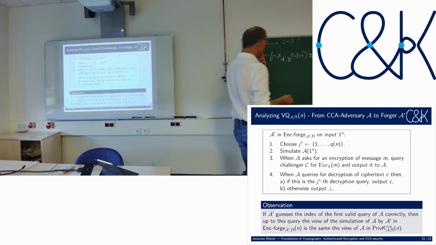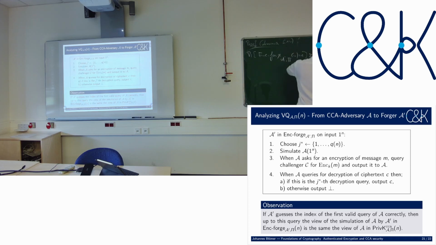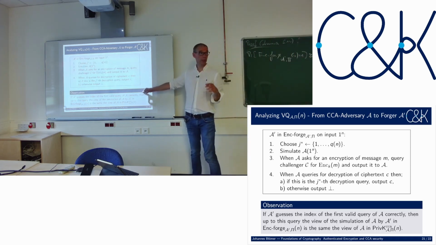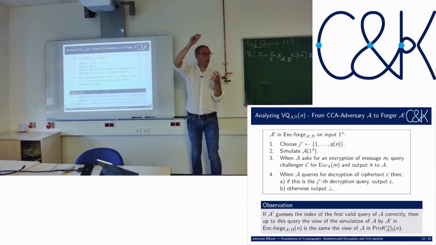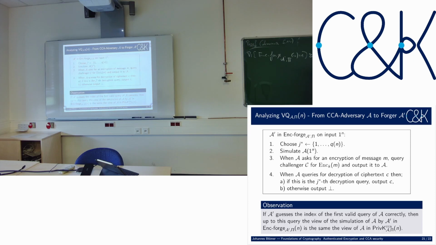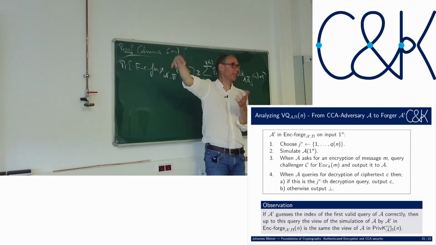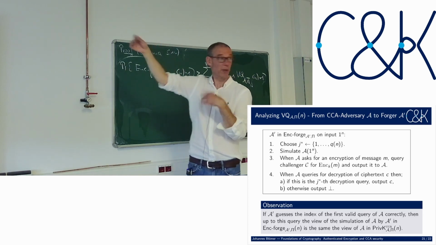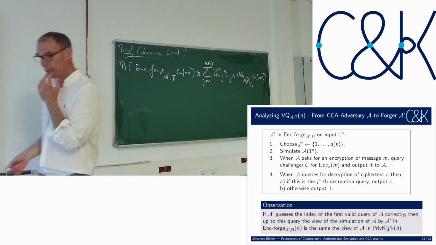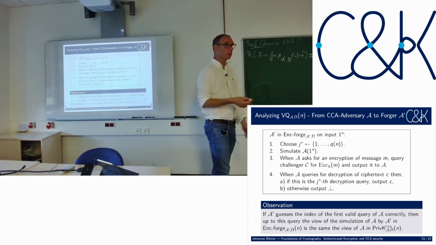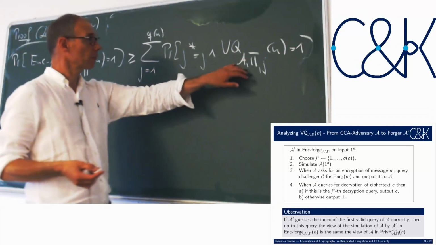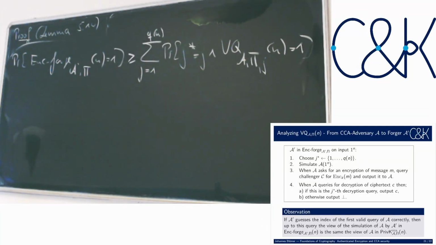Okay, and we also need this observation here, because up to that point, this view is really the same. I should have written here that in the simulated view of A, this is the first thing. But the simulated view up to that point is the same as the real A, because it gets the same answers. But now it's not just manipulating the sum anymore. This is important then. Here I really use this observation, because in the simulated view and the real view of A in the real game, the two events happen with the same probability.